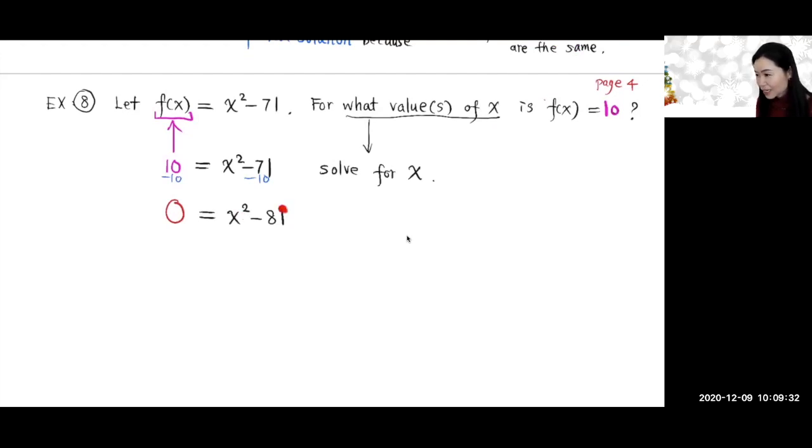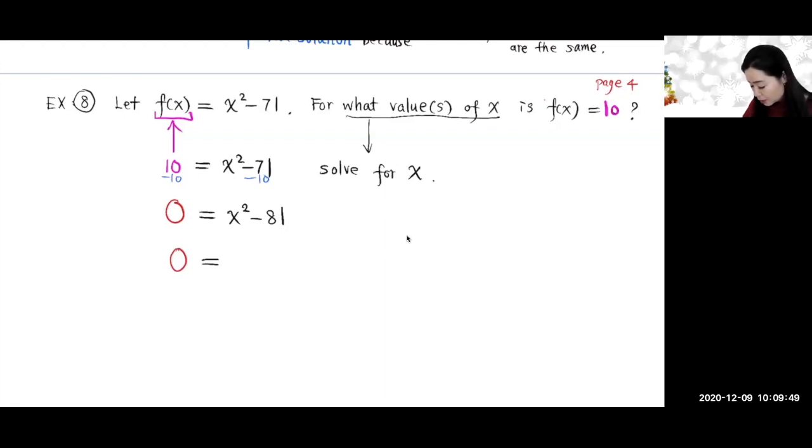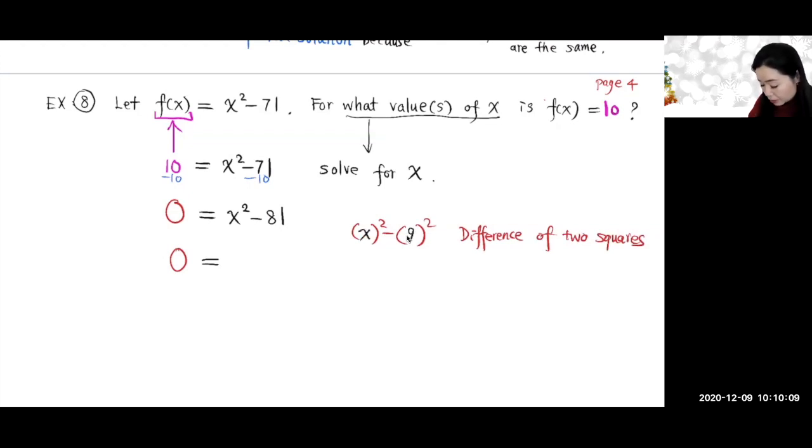And then this looks like a square too, right? So what kind of formula to factor this? Difference of 2 squares formula, right? So it is a square subtracting a square. That's called the difference of 2 squares formula. So this is x squared minus 9 squared. So what does it factor into?